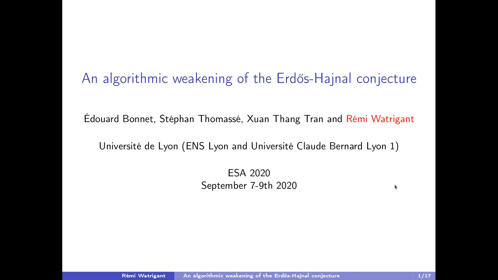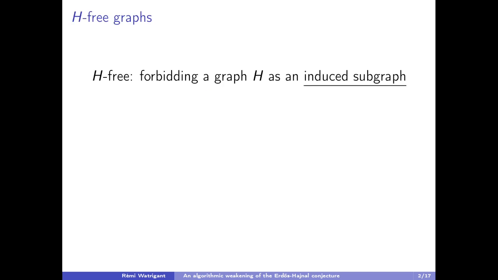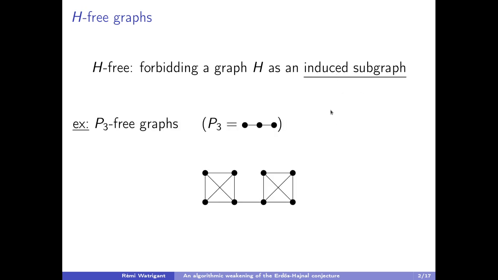So this paper deals with the Erdős-Hajnal conjecture, and the Erdős-Hajnal conjecture deals with the concept of H-free graphs. H-free graphs are graphs with a forbidden pattern H that we forbid as an induced subgraph. So for instance, for P3-free graphs, we forbid the path with 3 vertices as an induced subgraph. So there's a constraint on the edges, but also on the non-edges.